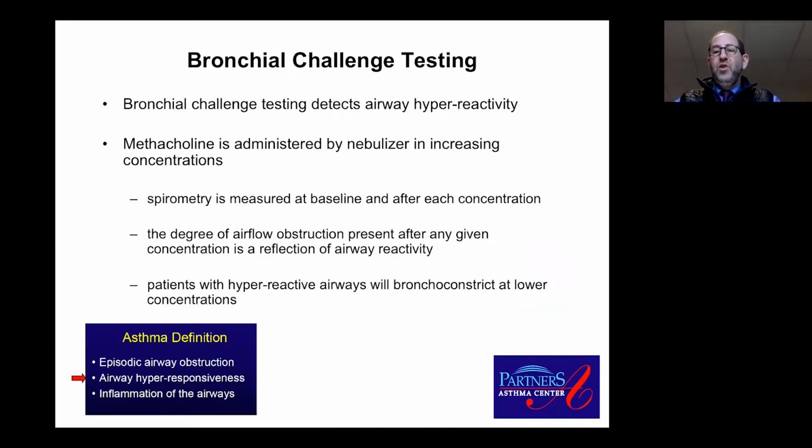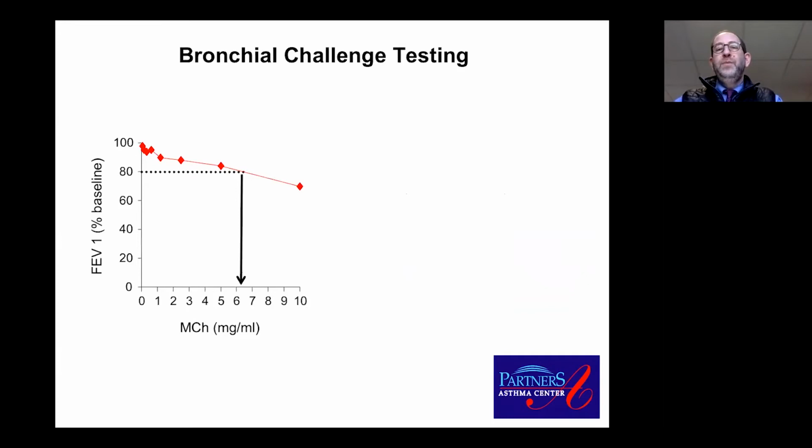If we give enough methacholine to all of us, healthy or not, we will all bronchoconstrict. So the hyperreactivity means they bronchoconstrict at lower concentrations of methacholine. Here's an example. Here's your FEV1 at baseline. You can see it's 100%. And here's the dosing of methacholine. And doses are given, spirometries repeated for each of these diamonds.